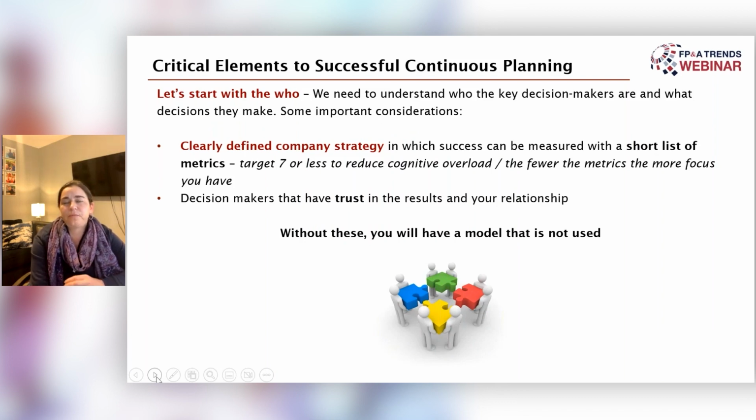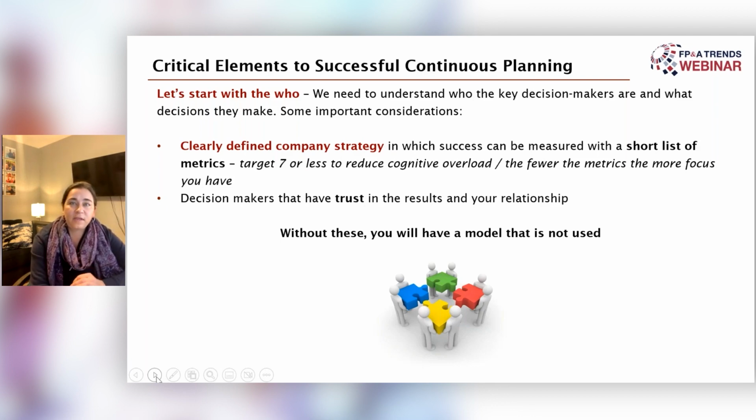So let's focus on the who. A continuous planning process needs to be aligned to who is actually going to use the results. Connecting back to some things that both Hans and Ji-Yoon said, it all starts with having a clearly defined strategy with a short list of clearly defined metrics that enable you to measure a successful outcome of that strategy. So for each element of your company strategy, there should be a person in your organization who is responsible for executing upon it, and they will have decisions that they have to make along the way. So a continuous planning process should develop outcomes that line up to the decisions that they're going to make to ensure that the results of the model are used and that they're actually driving action.